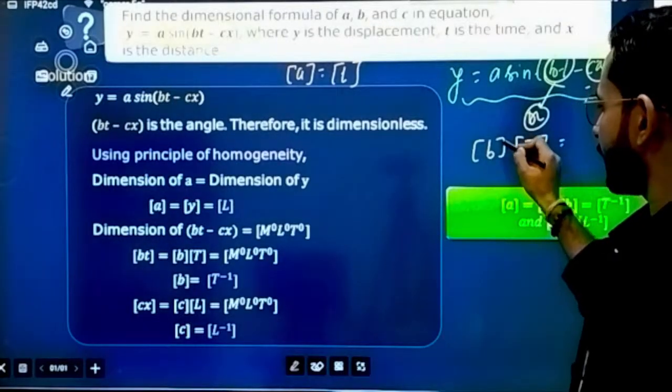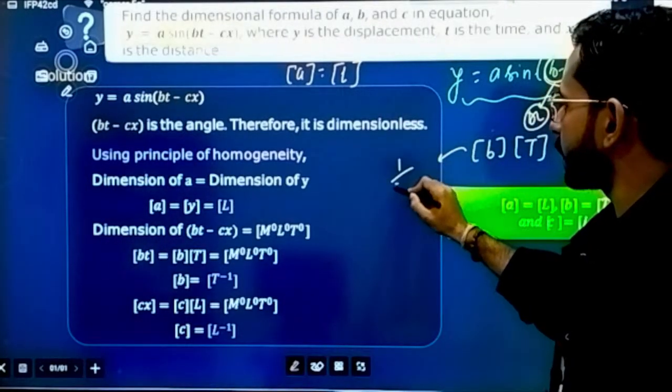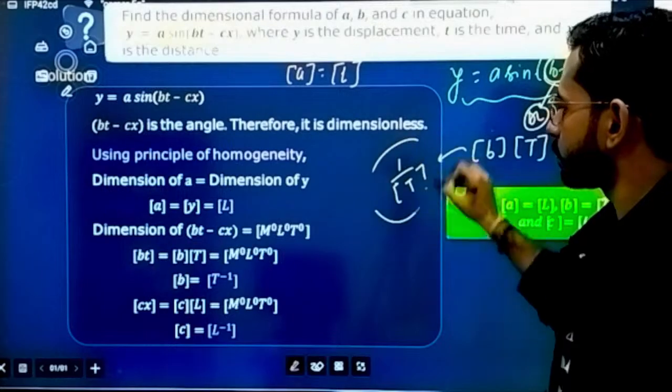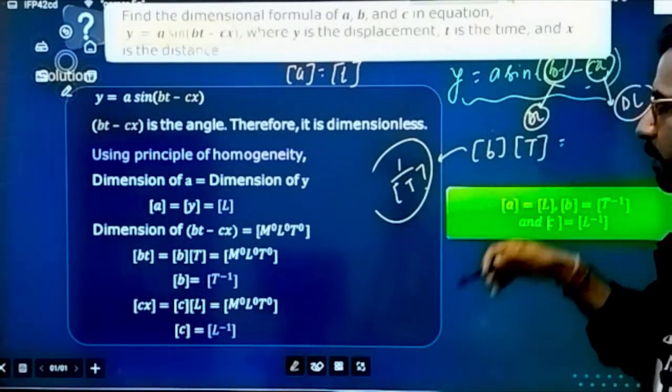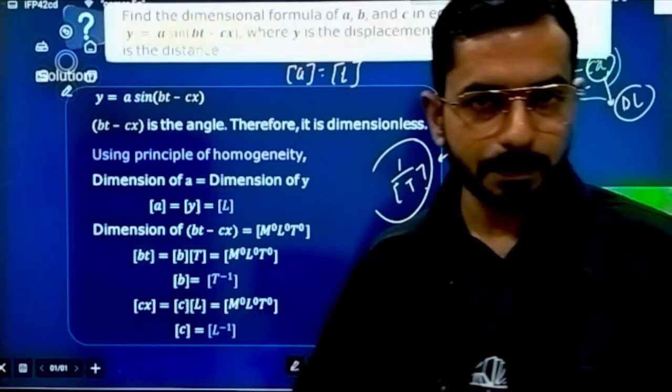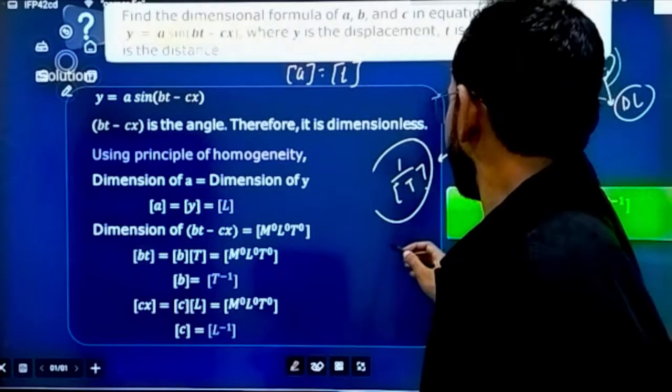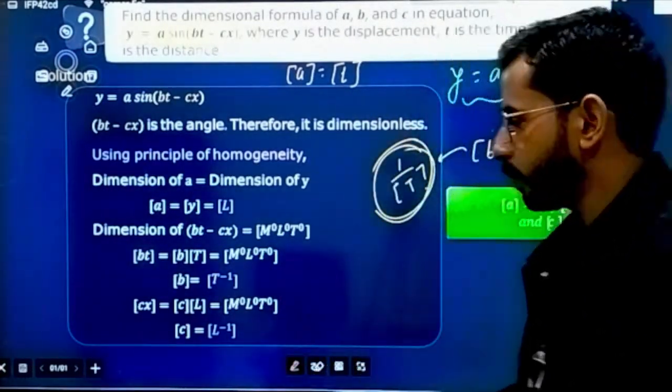For making it dimensionless, can I say B has to be equal to 1 by T? Yes or no? If B is equal to 1 by T, that means this T will be cancelled. Again, it will become a dimensionless quantity. Correct? That means what is the dimension of B that I am getting? It is equal to 1 by T.